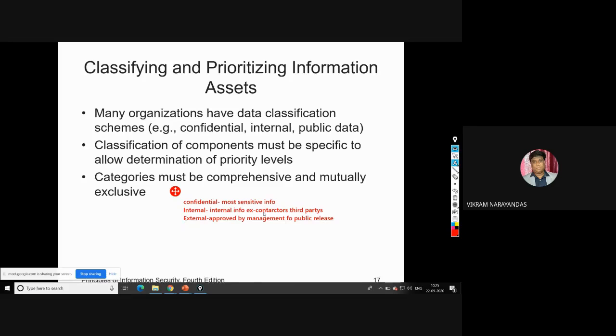Classification of components must be specific to allow determination of priority levels. So which is first, which is second. According to priority levels, we classify the data. Categories must be comprehensive and mutually exclusive. That is, organizations may have to organize themselves to create usable data classification models.